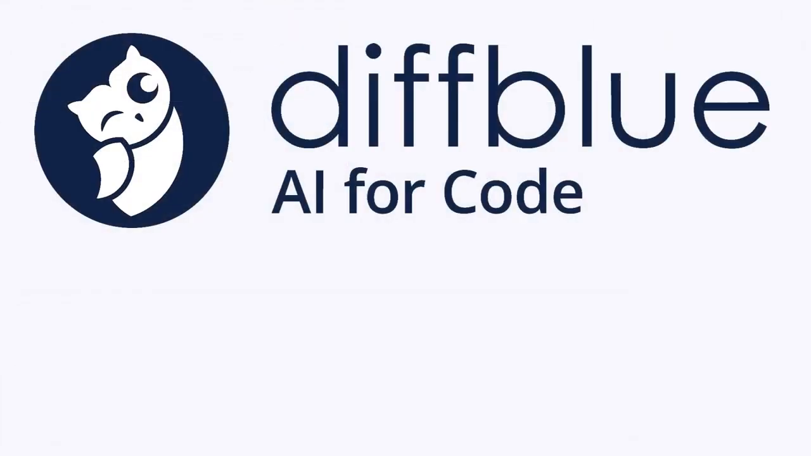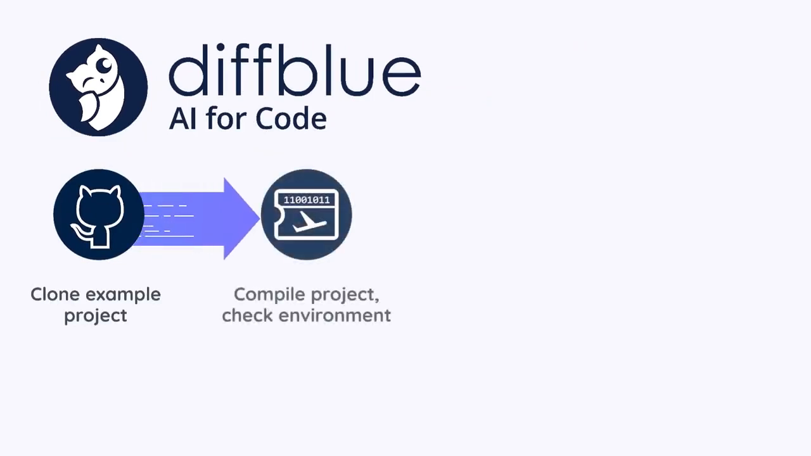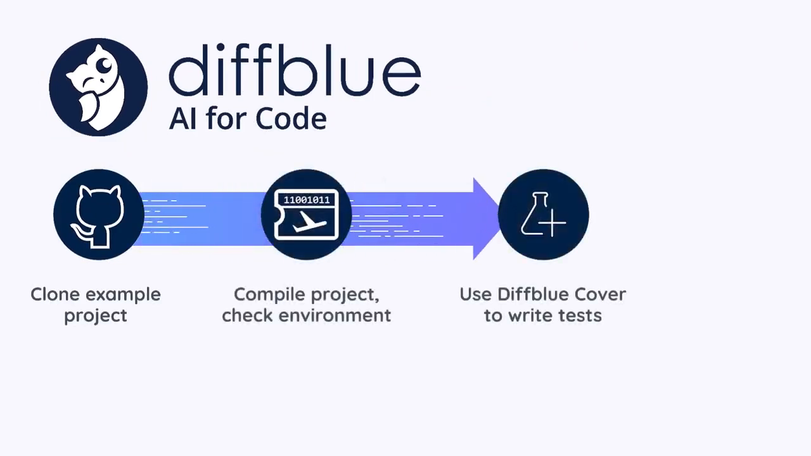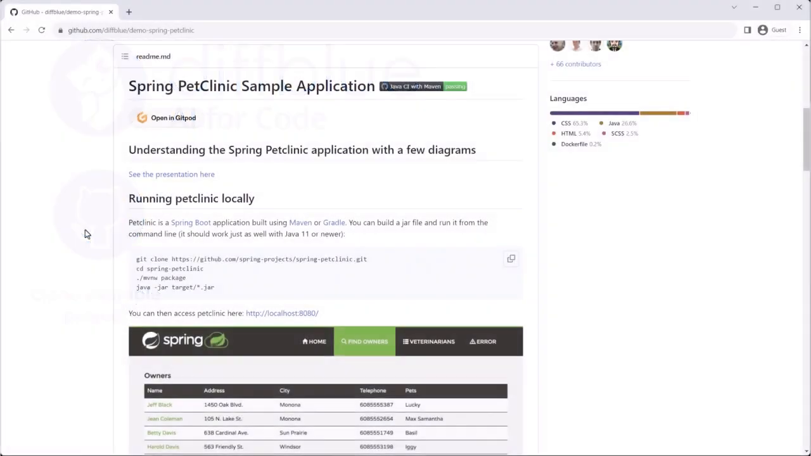Now we can start using Diffblue Cover. There are 3 key steps in this demo. We'll clone an example project, compile the project and check our environment, and then write some tests. First, we'll clone the example project.